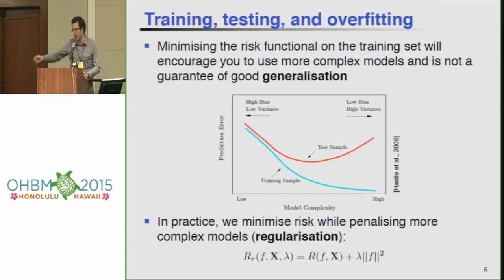If you're towards the right-hand side, you have high complexity. So let's first look at the blue/cyan curve that goes down with a little arrow that says training sample. What this says is that if you are given enough parameters, you can make an arbitrarily small error of prediction on your training set, right?